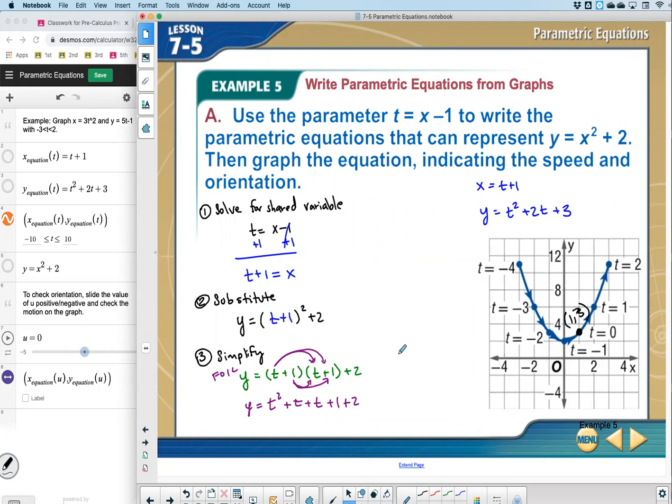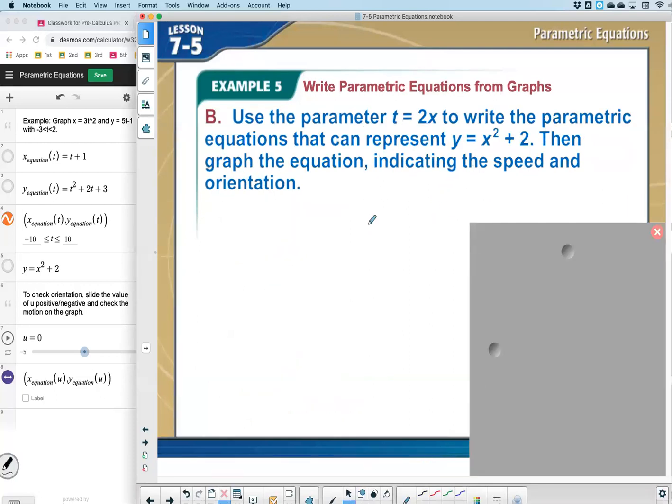Now, what I'm going to do on part B and C is I'm going to change up the parameter. The rectangular equation should still look the same, which means the graph should always look the same. But I'm going to change up the parameter, both B and C. So here we go. Let's try this again. Step 1 is we solve for the shared variable. So I'm not going to write out all the steps. I'm just going to say t equals 2x. The shared variable is x. So I need to solve for the x. How do I get x isolated? We divide by 2. And now we know x equals t divided by 2. So we have that part.